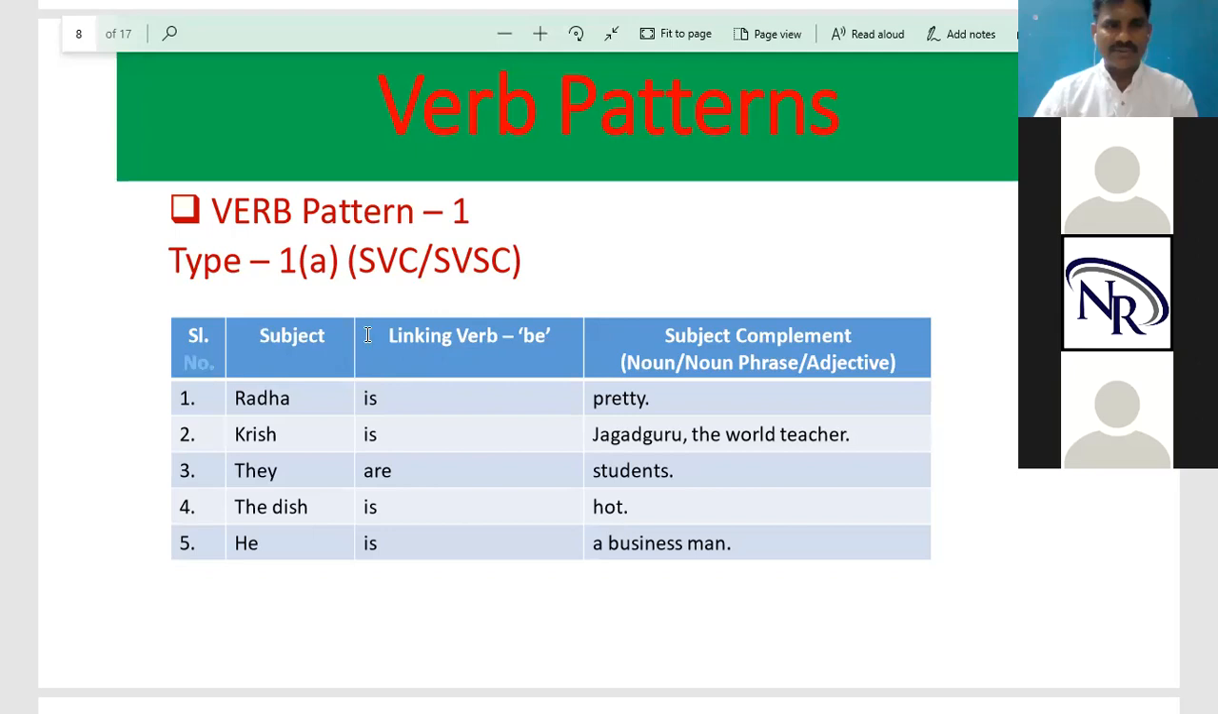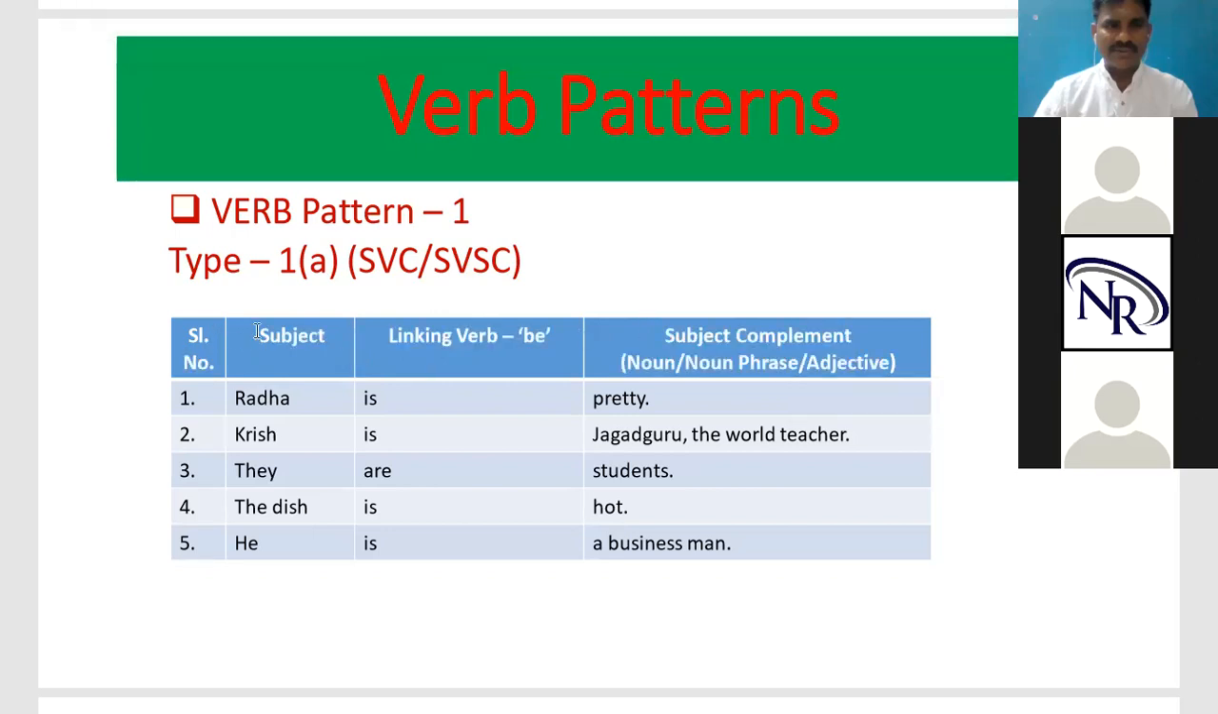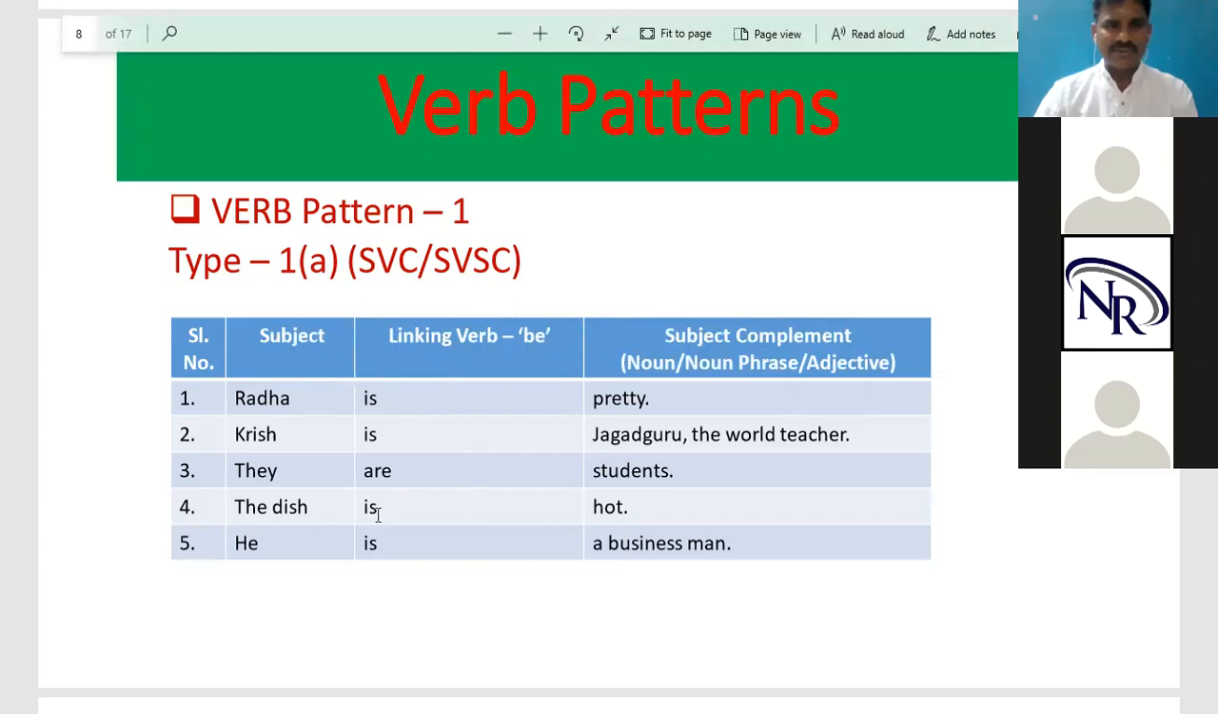Coming to the examination point of view, if you know the structures well, you can get full marks. So don't be confused. You can use any linking verb. So I am a student is also this pattern. I is the subject, am is the linking verb, and a student is the subject complement. I am a student. He is a teacher. These are some examples.